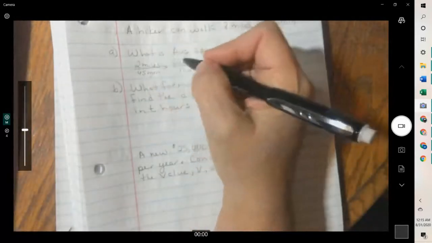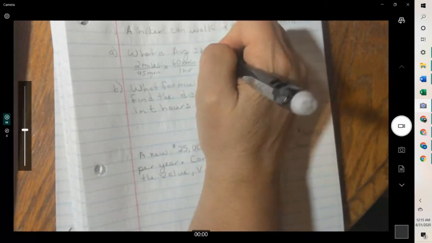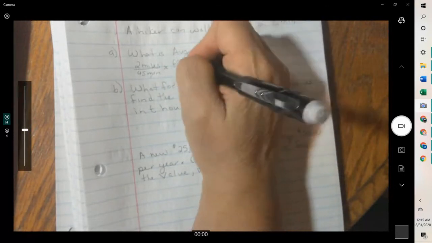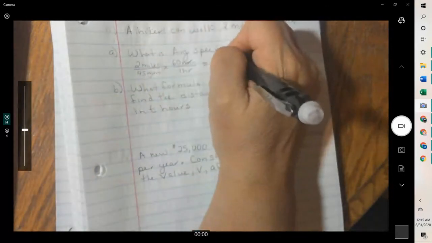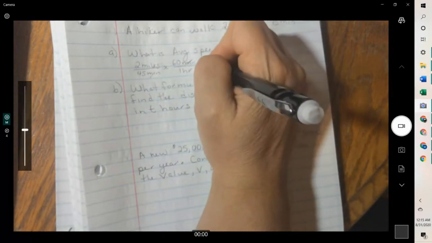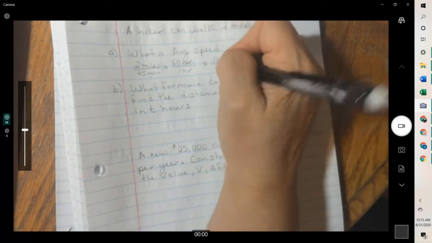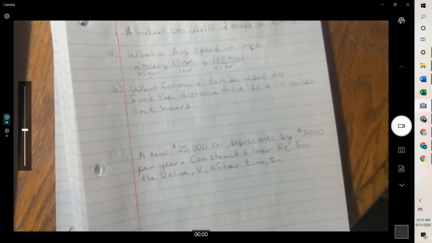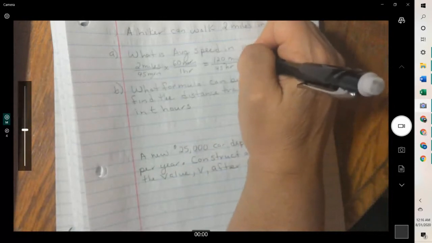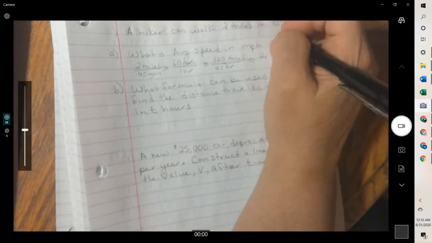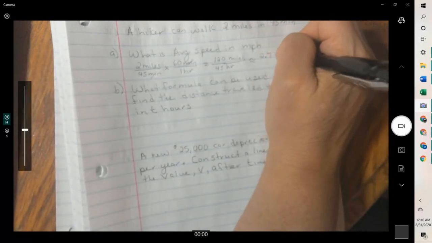So if we take 2 times 60, we get 120 over, and the minutes canceled, so that's miles over 45 hours. And then we divide those. And we get approximately 2.66666, so 2.7 miles per hour.